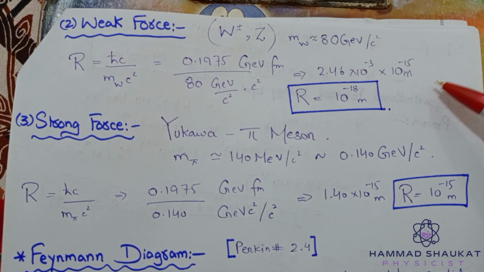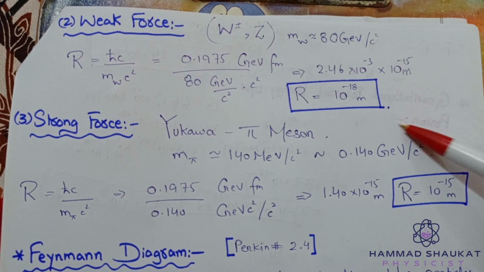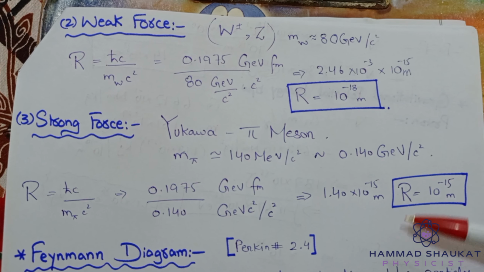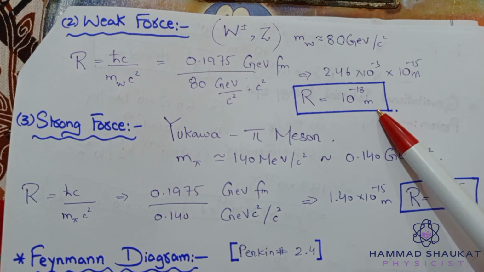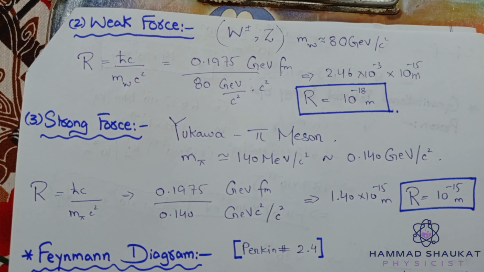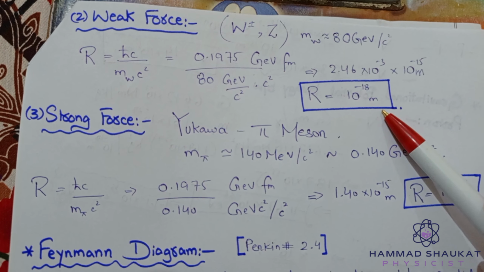The range of the nucleons is 10 raised to power minus 15, and the whole nucleus range is 10 raised to power minus 18 meters. So weak forces also have a range of 10 raised to power minus 18 meters. Beyond this range, you will not observe or interact through weak forces. So this is the range of weak forces.